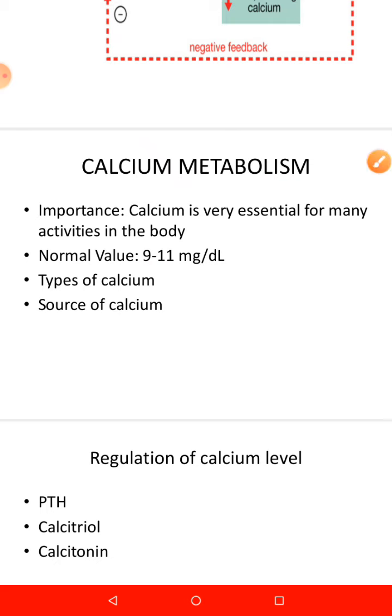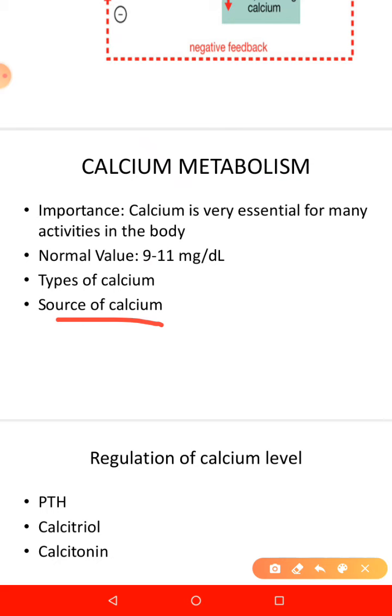Now, in terms of diet, diet plays a very important role as a source of calcium. Okay, we get calcium from milk, from cheese, vegetables, sugar, coffee, tea, chocolate, and many other foods. These are the sources of calcium. And also we get calcium from the bones itself.